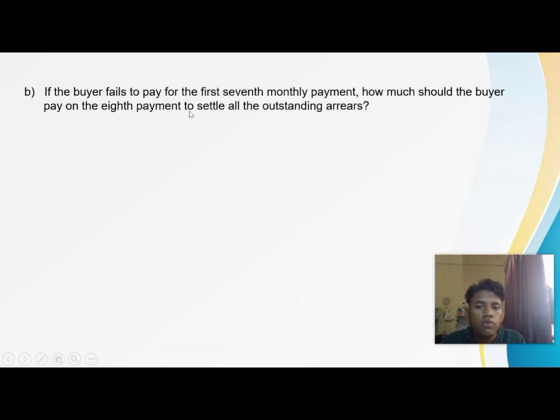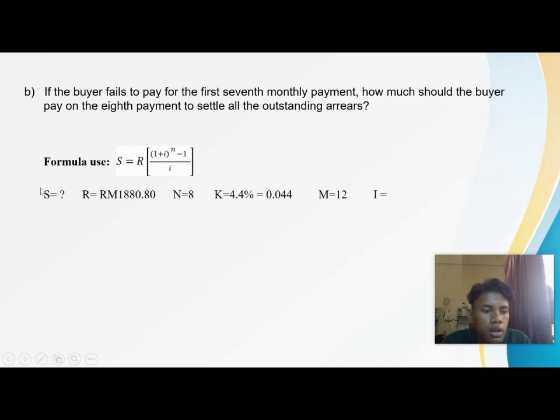If the buyer failed to pay the first 7 monthly payments, how much should the buyer pay on the 8th payment to settle all the outstanding arrears? So we must use the formula S equals R open bracket 1 plus i bracket power of n minus 1 divided by i close bracket. Now we must find the notation. We are finding S right now. So R equals RM1,881.80, n is 8, K is 0.044, M is 12, and i is 0.044 over 12.